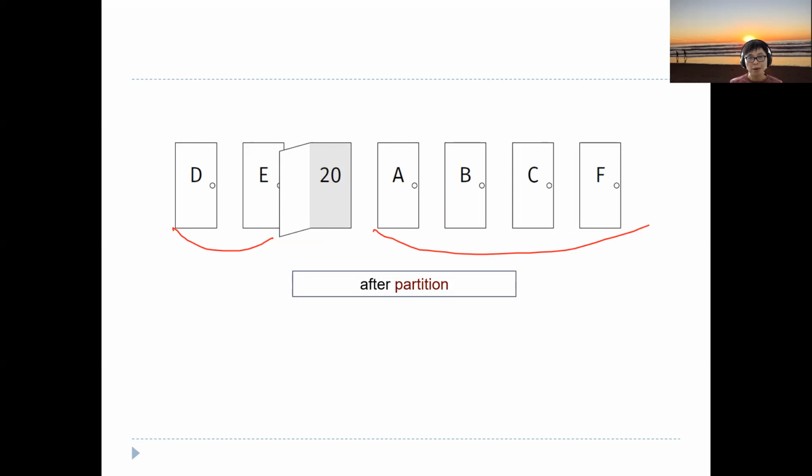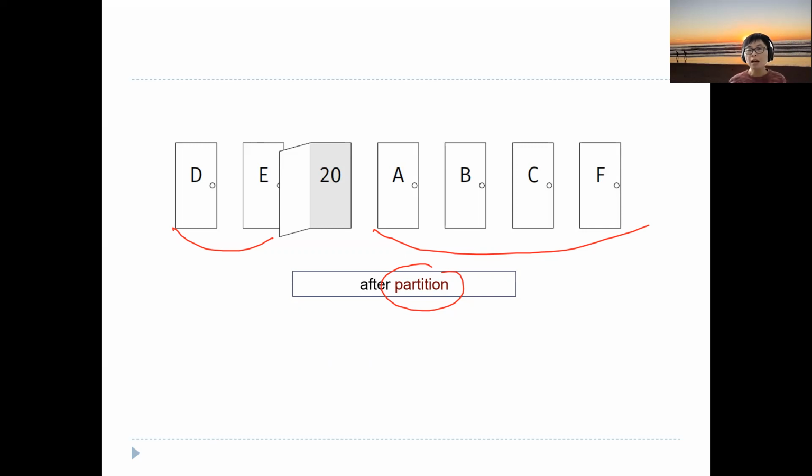If you think about it, what does this tell me? In fact, the partition is putting 20 in the correct position in the sorted order, because everything to the left is smaller than 20 and everything on the right is bigger than 20. If you were supposed to sort them, this is the correct position for 20. But we don't care about sorting. What do we want to do? We want to find the largest number, right? So now, what do I do next? Do I still need to check D and E?